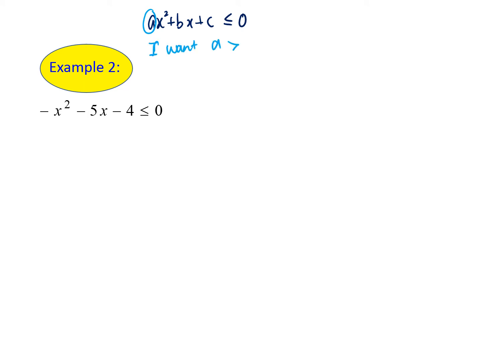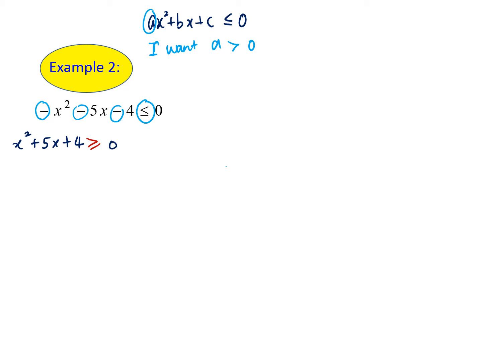I want a to be positive, that is a greater than 0. So to make this positive, I will negate everything. I will negate all the equations. So this time I will get x squared plus 5x plus 4. And when I negate each symbol, this becomes positive. This symbol will also be reversed. So now it will be greater or equals to 0.